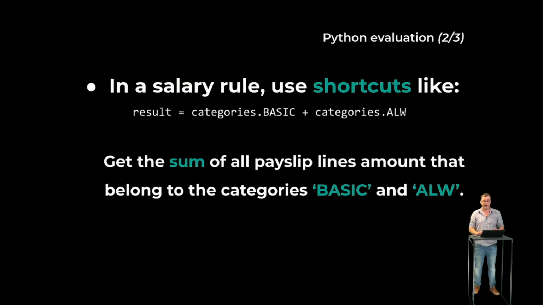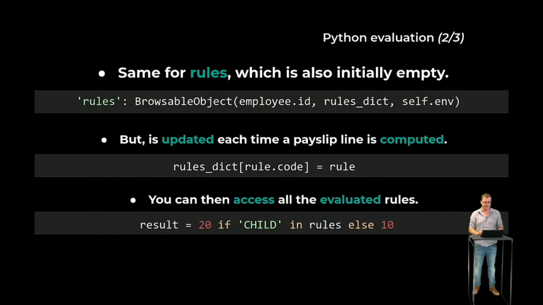Then, in your salary rules, when defining the amount for a payslip line, you can use some syntactic sugar, like result equal categories.basic plus categories.allowance. In our case, we define that the gross salary is equal to the basic salary plus all the allowances in the payslip lines. This is quite straightforward and allows you to make simple rules only in data.